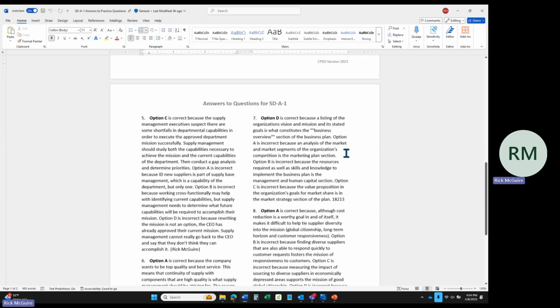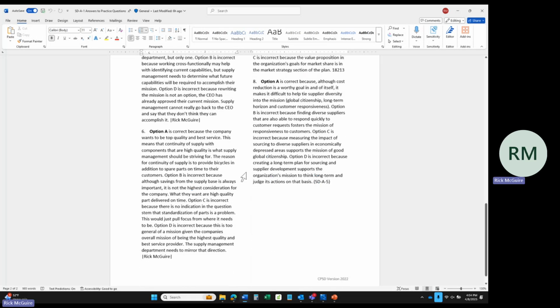Five is Charlie. Because the supply management executives suspect there are some shortfalls in the department's capabilities in order to execute the approved department mission successfully. Supply management should study both the capabilities necessary to achieve the mission and the current capabilities of the department. Then conduct a gap analysis to determine the priorities.